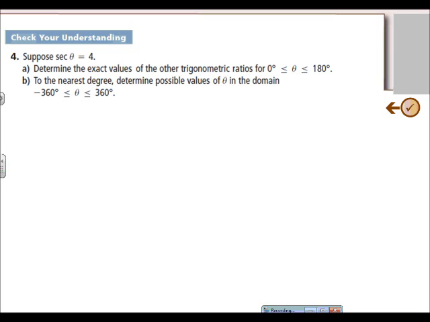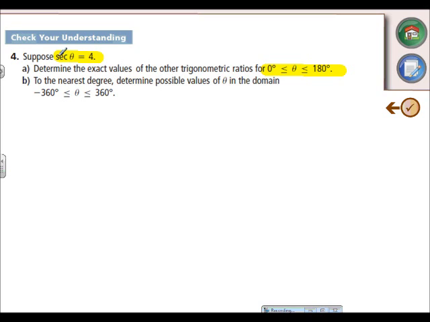Okay, so now they're giving you a trig ratio. They're saying secant of theta equals 4. And they're also telling you a second piece of information. They always will have to give you two pieces of information in these. It could be the x and the y coordinate, then we can find the r. Or they'll give you one ratio and they have to tell you where.